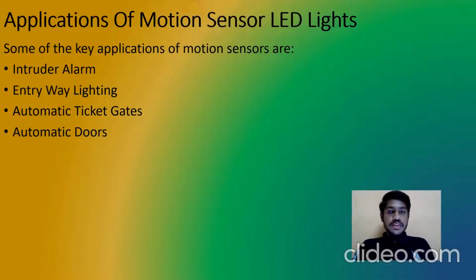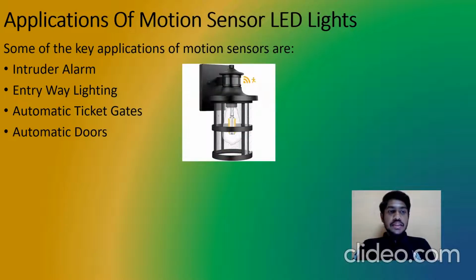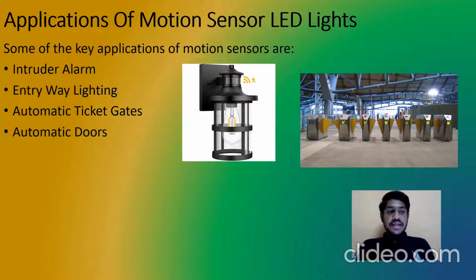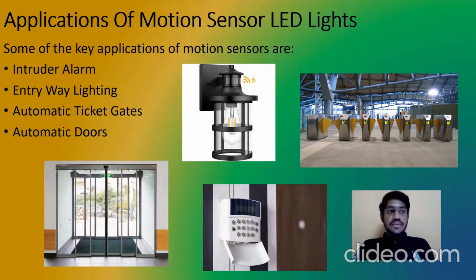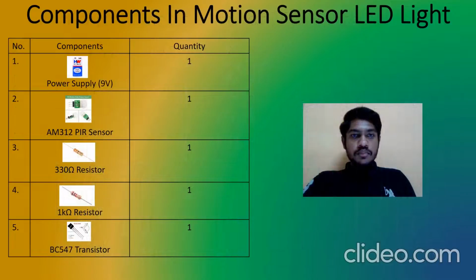Applications of motion sensor LED lights. Some of the key applications of motion sensors are intruder alarm, pathway lighting, automatic gates, and automatic doors. Components in motion sensor LED light: power supply, AM312 PIR sensor, 330 ohm resistor, 1K ohm resistor, and BC547 transistor.